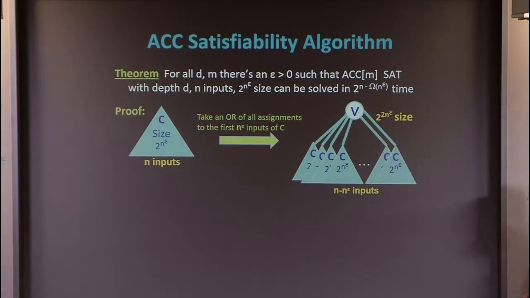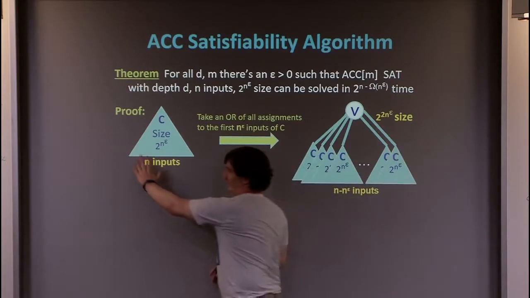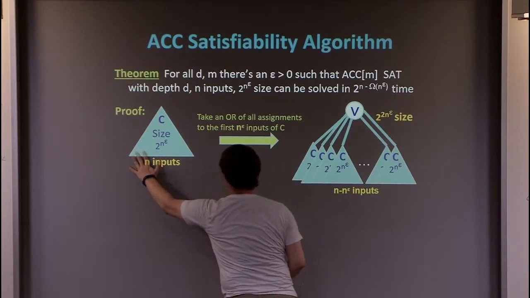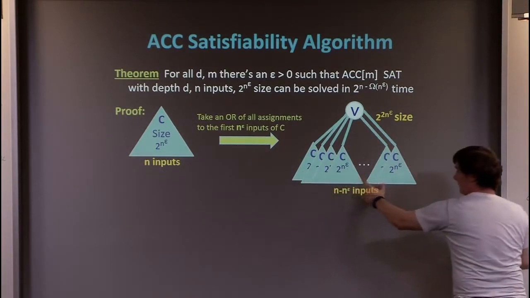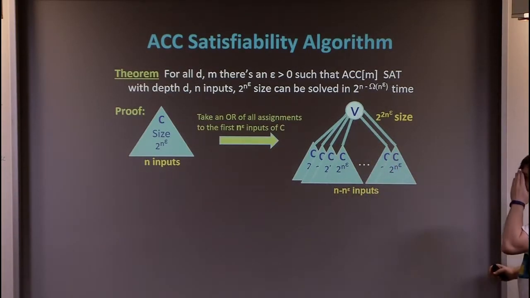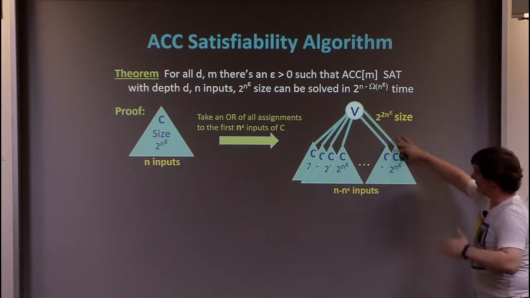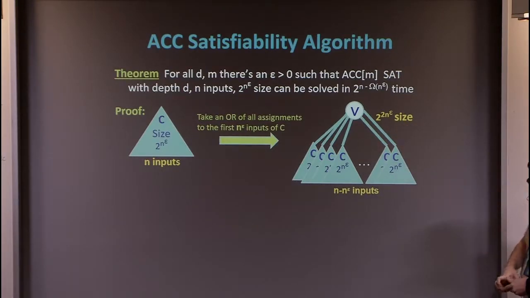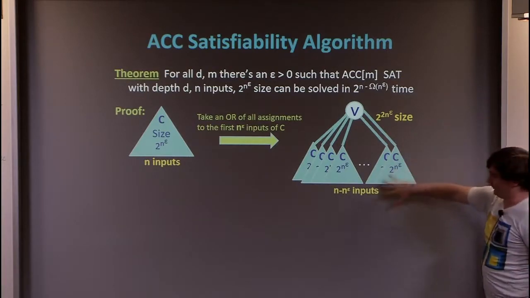Okay? So I'm just taking the first n to the epsilon inputs, trying all possible assignments to them. For each one I get a different subcircuit. Okay? Now I just take the OR of all that. Okay? So I've blown up the size of the circuit by some amount, some quadratic amount, but the number of inputs has gone down. Okay? So it's sort of a size-input trade-off.